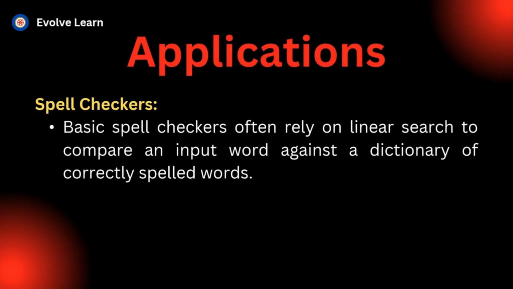Coming to the applications of linear search, basic spell checkers often rely on linear search to compare an input word against a dictionary of correctly spelled words. And we often use this in finding specific contact information, such as in a phone book or contact list. When you scroll through your contacts on your phone or look up a name in a dictionary, you are essentially using a form of linear search to find the contact details you need.